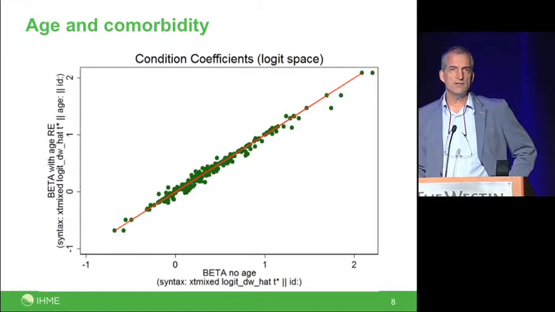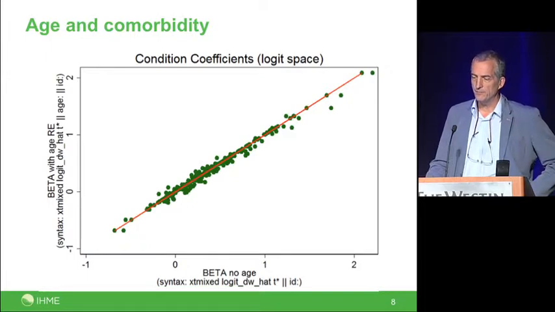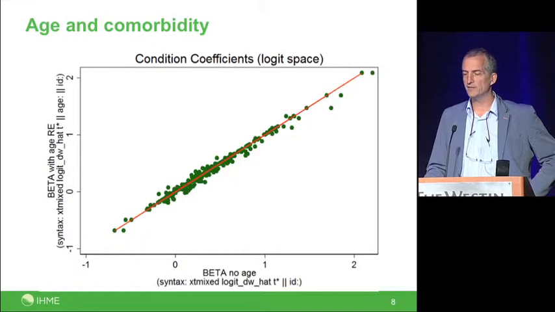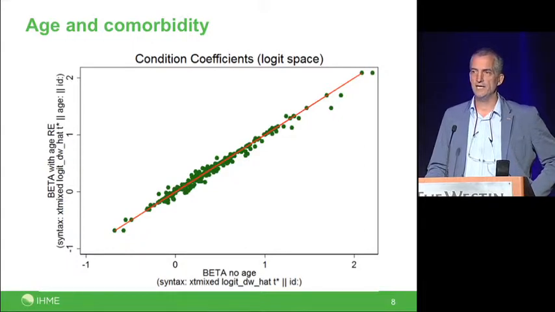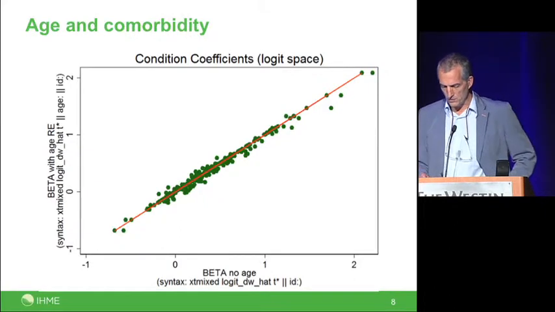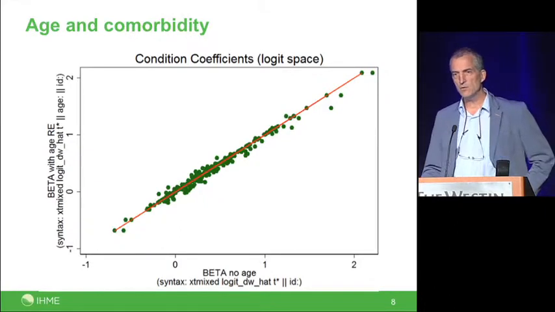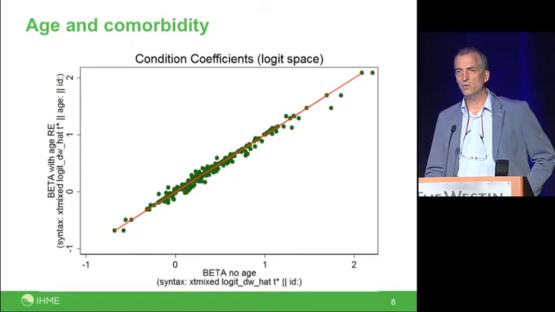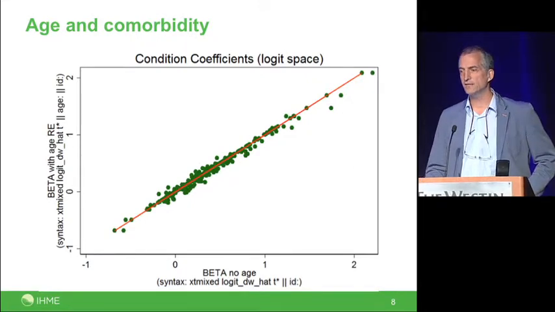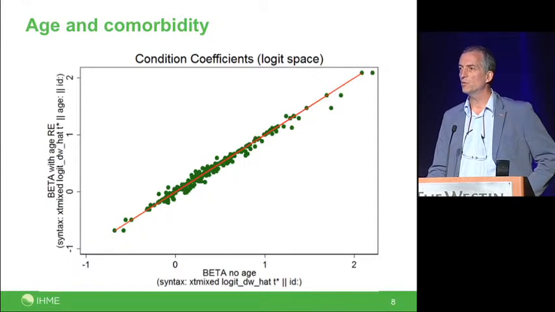And a number of interesting findings from this. First of all, when you plot here the coefficients in logit space in a model that includes age on the y-axis versus a model that ignores age on the x-axis, you see that all those points are very close to the line of unity. The conclusion we drew from that was that as long as you account for all existing comorbid health states, age is no longer a very important predictive factor.